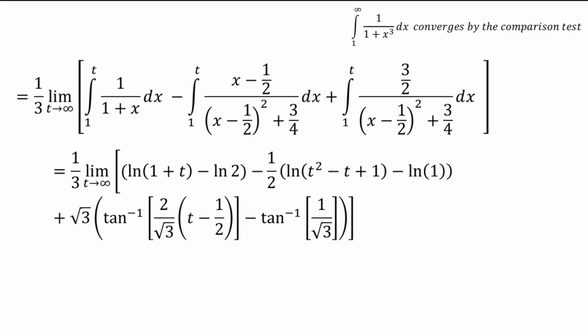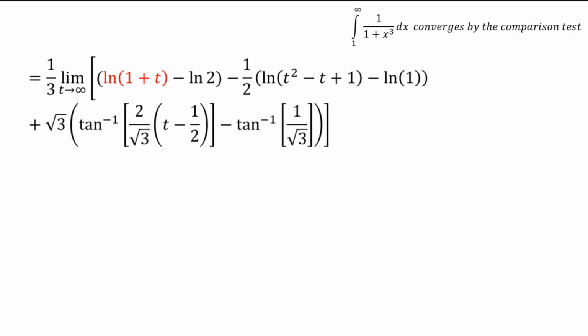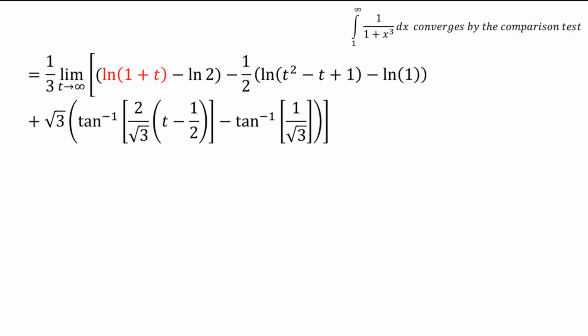Let's start computing some limits. Well, if I look at this first term, the natural log function is increasing and unbounded. So that means that very first term goes off to infinity as t goes off to infinity. Does that mean I'm done? One piece of my sum goes off to infinity. Does the whole thing diverge?